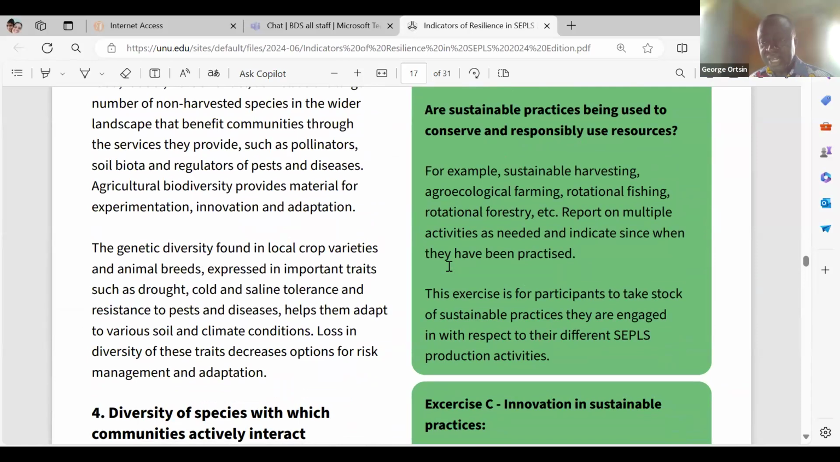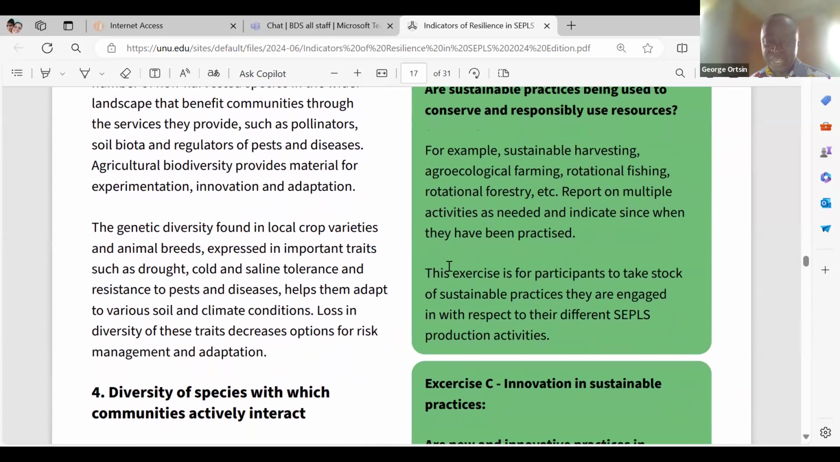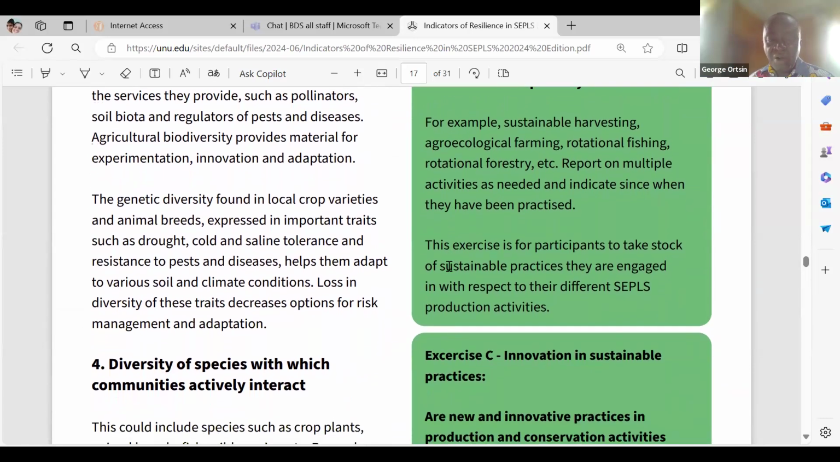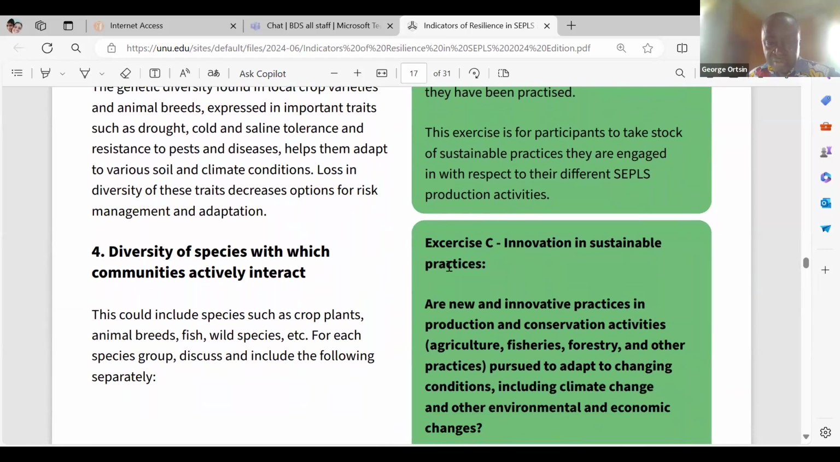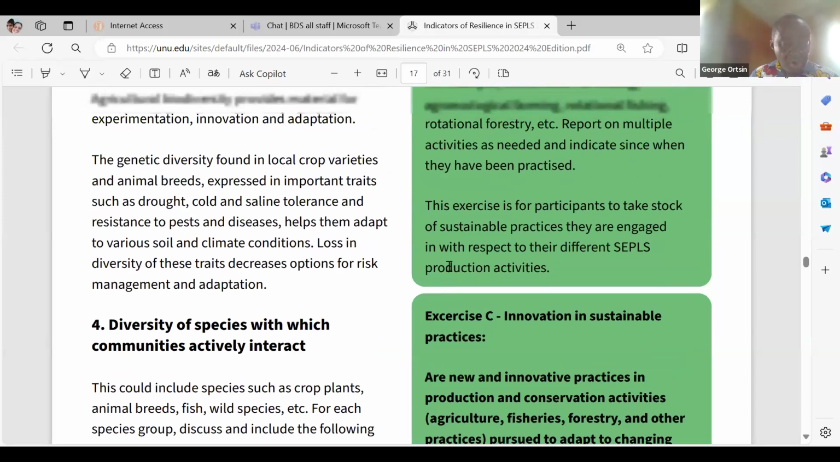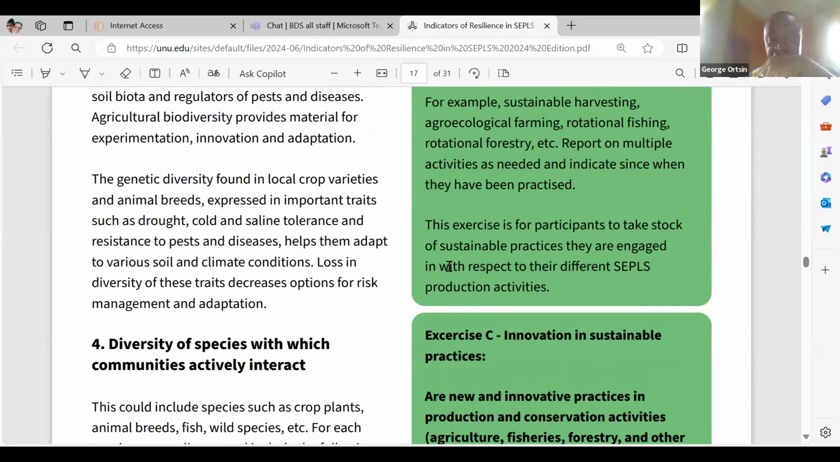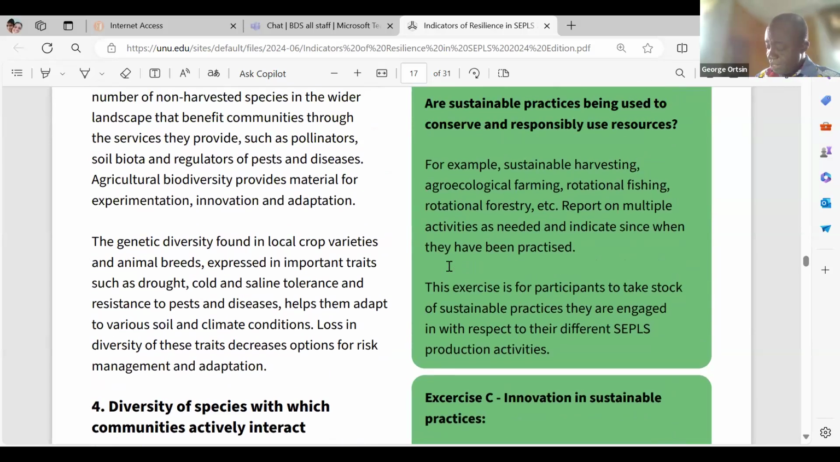Just cast your mind back on your area. Identify an area you have been working in. How are the people managing the forest resources? Are they harvesting the forest resources sustainably or not? On a scale of 1 to 5, how will you rate yours? Anybody at all can pick that.